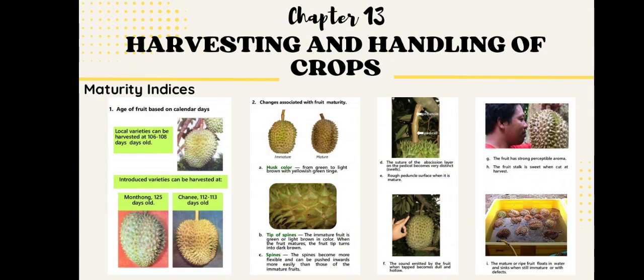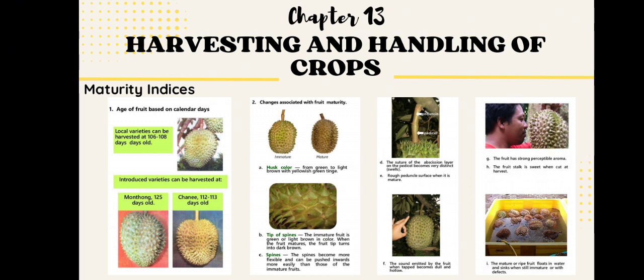Chapter 13, the harvesting and handling of the crop. Maturity indices. So nakabase yung maturity indices niya sa age of fruit based on the calendar days. Yung local varieties can be harvested at 106 to 108 days old. And then yung ibang varieties naman like Montong, 125 days old siya pwedeng i-harvest, and then yung Chanee is 112 to 113 days old.